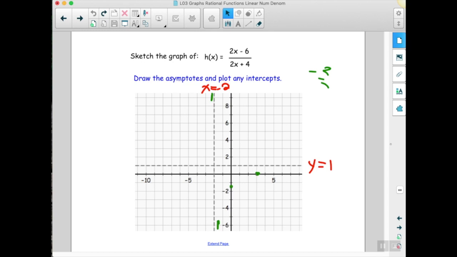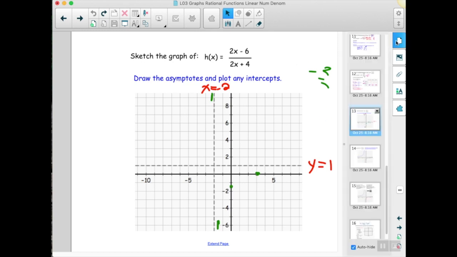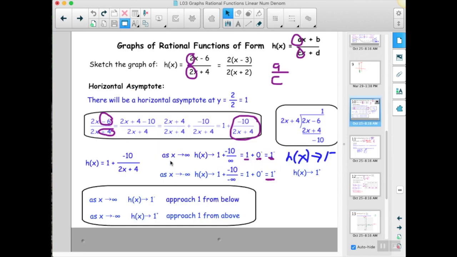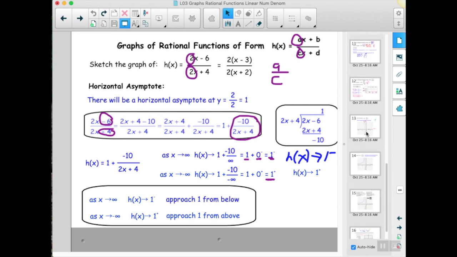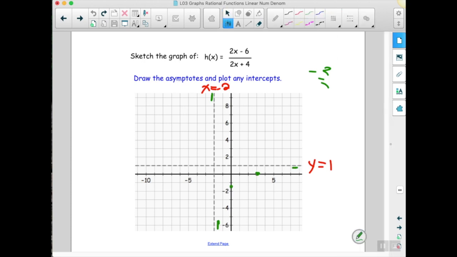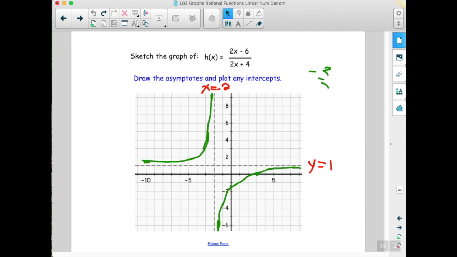And now let's jump back just to see how we were approaching 1. That was on this slide. So when we go to positive infinity, we're under 1. When we go to negative infinity, we're above 1. And that works nicely because it will allow me to sort of finish off the curve. And that's working with the other calculations I made. I'm now able to finish off the curve.